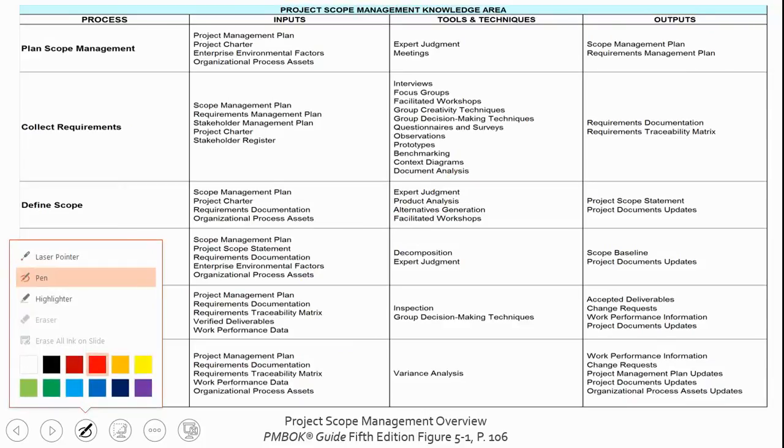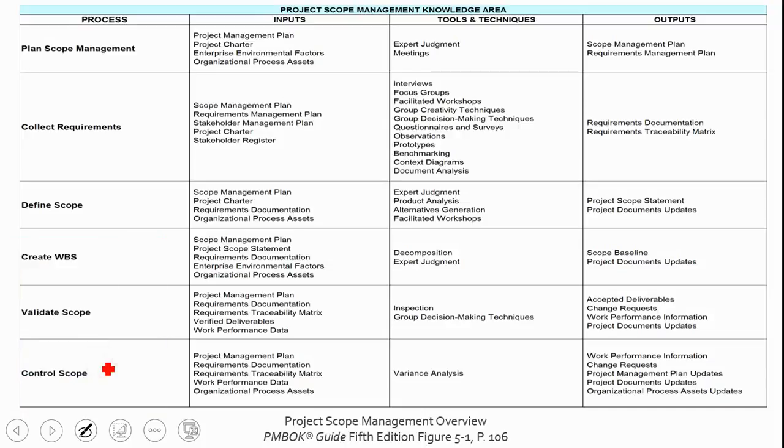Collect requirements, our next process. We can see that we've got those two plans that are guiding us on how to carry out collecting requirements. Now we've got two outputs, the requirements documentation and the requirements traceability matrix. How do we get from here to here?